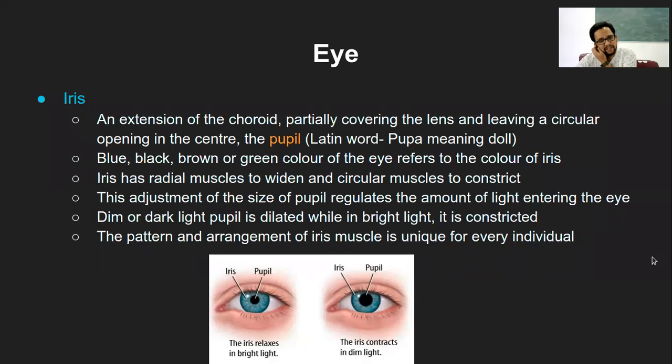The next structure is the iris. So the iris is the one which is that black portion of the whole eye structure.